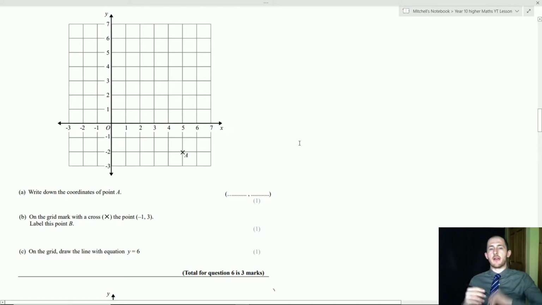Okay, so here we have another similar question, not the same though. First part is write down the coordinates of point A. So if we look at point A here, again let's mark where it is on the x value, and that is a 5. Mark where it is on the y, and it's -2.